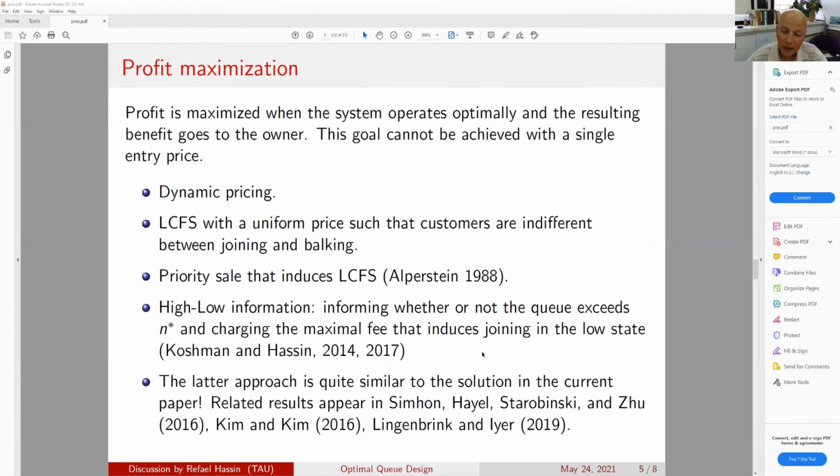But the recommendation is just to join the queue. It is given when the queue length is less than the optimal threshold. And then I charge the maximal fee that customers are ready to pay when they are told that the queue length is less than N star. So in this case, again, they will join if the queue length is less than N star. They will not join if the queue length is longer than this, and all the benefit goes to the server. This is quite similar to the present paper, but the objectives in the present paper are quite different. So it's nice that you get similar results for a different model with different assumptions and different objectives. And there are some later papers that obtained similar results to this, mostly independent of it.